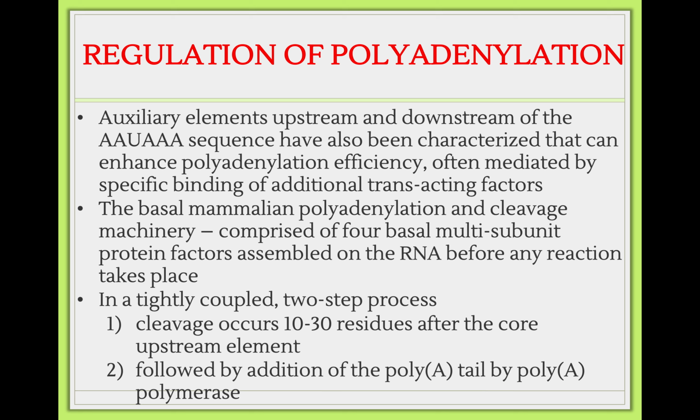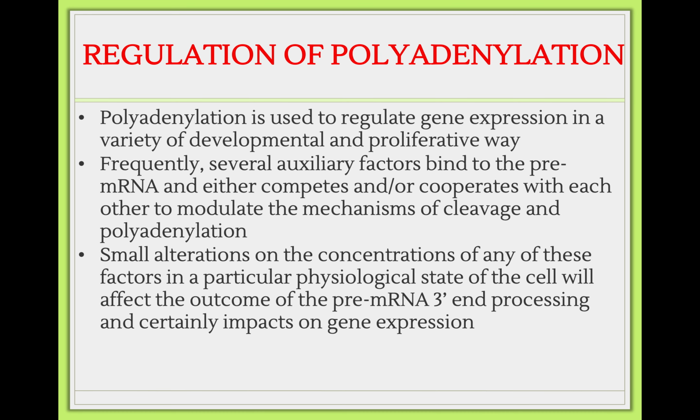So the basal mammalian polyadenylation and cleavage machinery comprises 4 basal subunit protein factors, which are assembled on the RNA before any reaction takes place. In a tightly coupled two-step process, cleavage occurs at around 10 to 13 residues after the core upstream element, and this is followed by addition of the poly-A tail by poly-A polymerase.